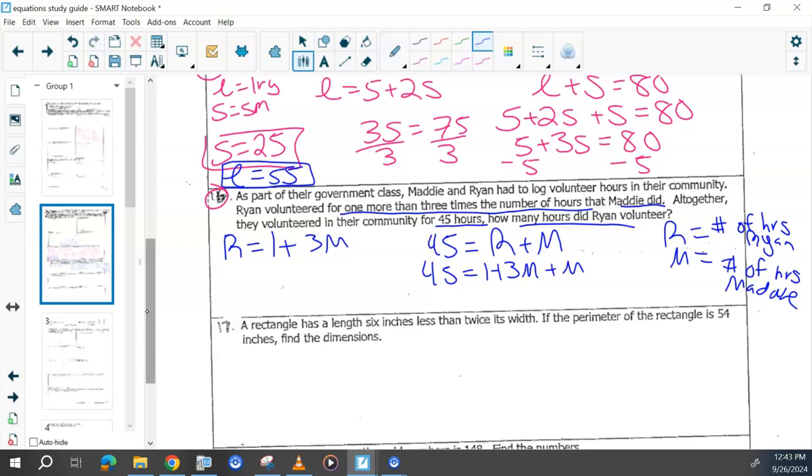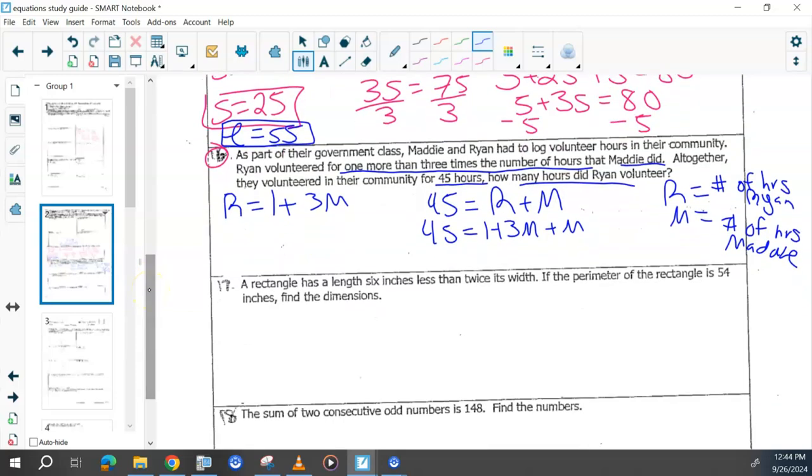Now, when we do this, we're going to find Maddie's number first and then have to go back and find Ryan's, which is fine. Does the 45 have to be in the order then? It could have been at the end, it doesn't matter. How do you get 2 M's? This one was already there. Yeah. This one was from this.